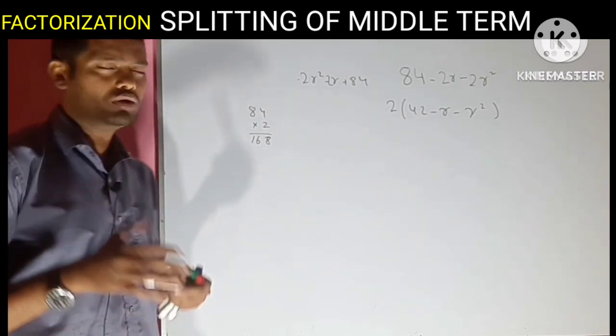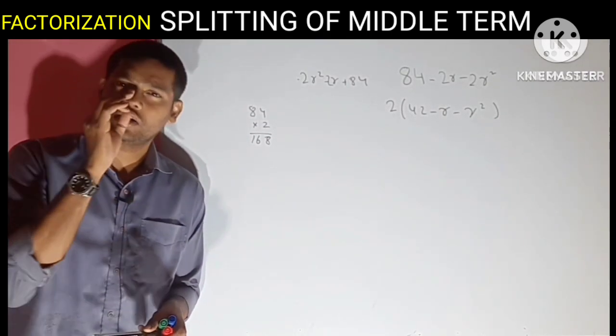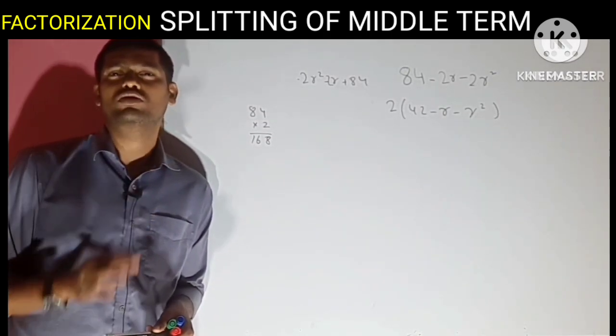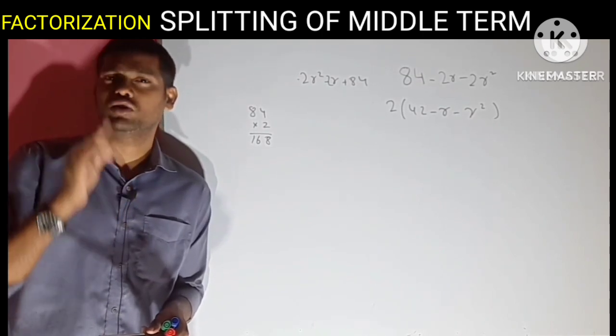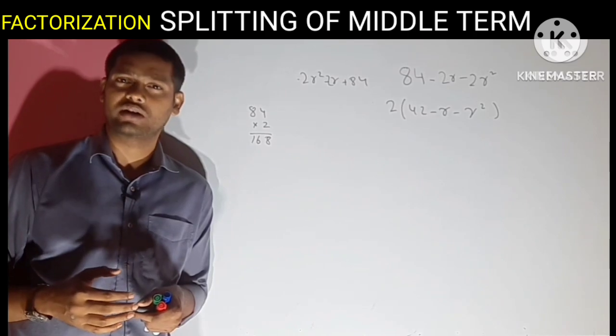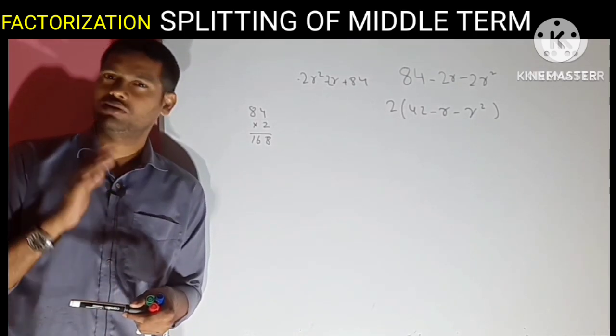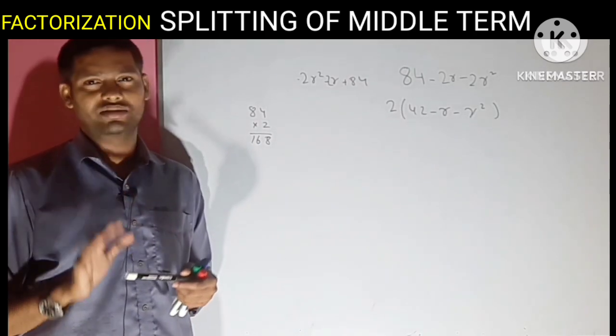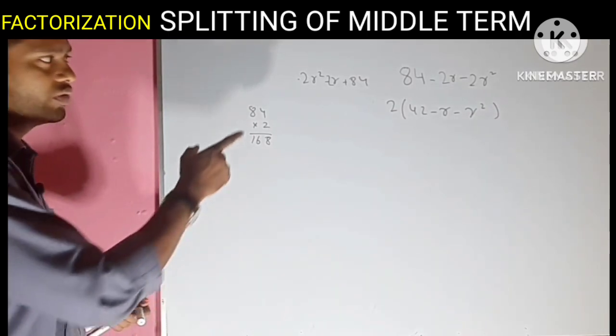What I told you in factorization: if you find any common, the first and foremost thing is to take it common, otherwise you are not going to get your answer. Or even if you get your answer, the steps will be lengthy and take time. We are here to reduce the steps and the time, and get the right answer by the right method. So we did that one.